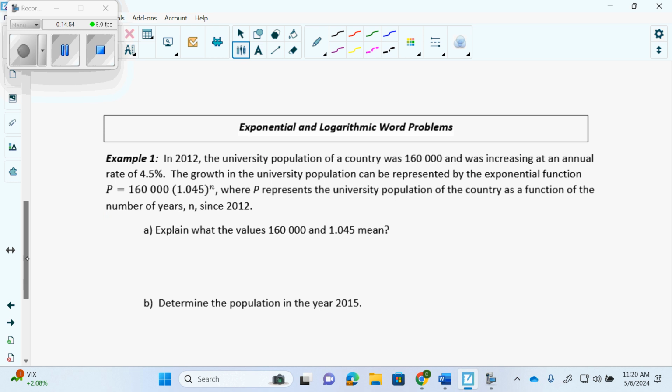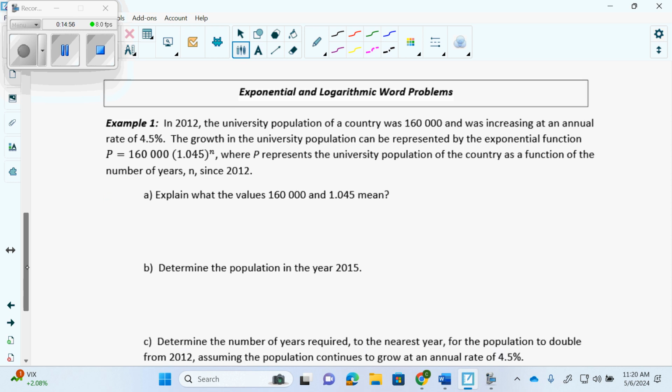Okay? So let's look here and read the question. Everyone's paying attention so we're not lost. Phones away, please. So we have, in 2012, so that's when we're starting, the university population of a country was 160,000 people, right? And it was increasing at an annual rate of 4.5%. The growth in the university population can be represented by this exponential growth.